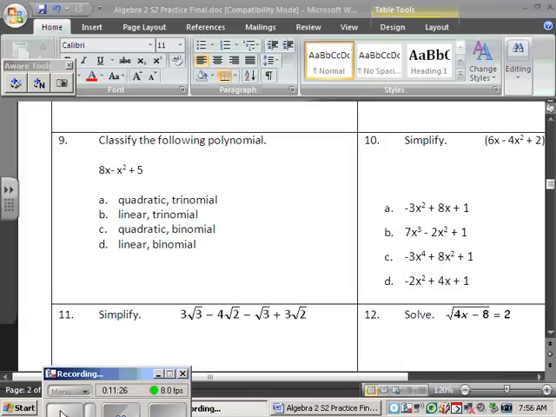Let's look at number 9. In number 9, it says classify the following polynomial. Well, there's a couple things to look at. Hopefully you know the difference between a trinomial and a binomial. If you don't, a binomial has 2 terms and a trinomial has 3. So if I had x squared plus 2, that would be a binomial because it has 2 terms. But if I have x squared plus 2x plus 1, that's a trinomial because I have 3 terms. So hopefully you can see that when you look at this problem, there are 3 terms. So you can eliminate 2 of them because 2 of them have the word binomial.